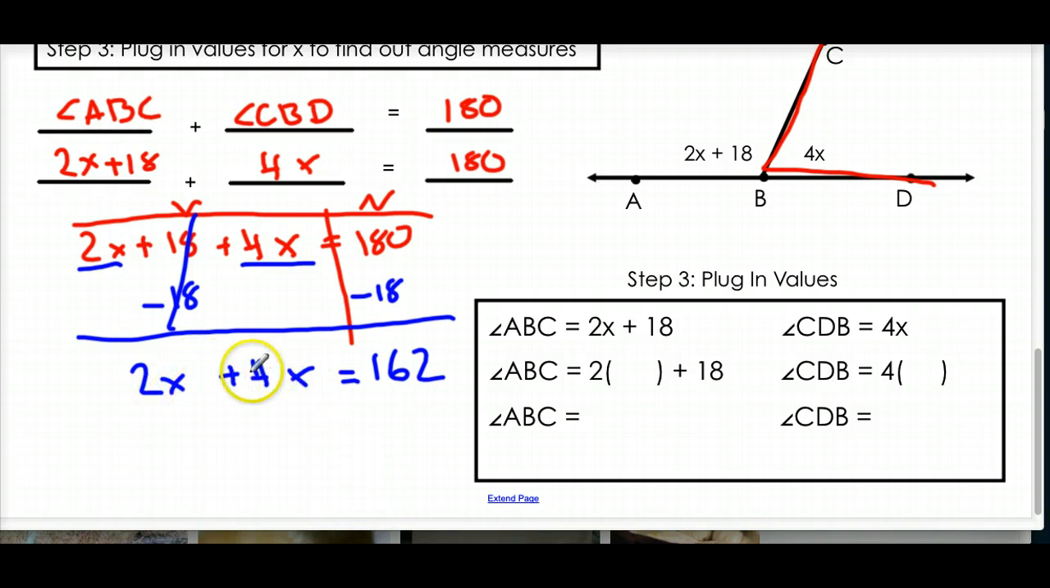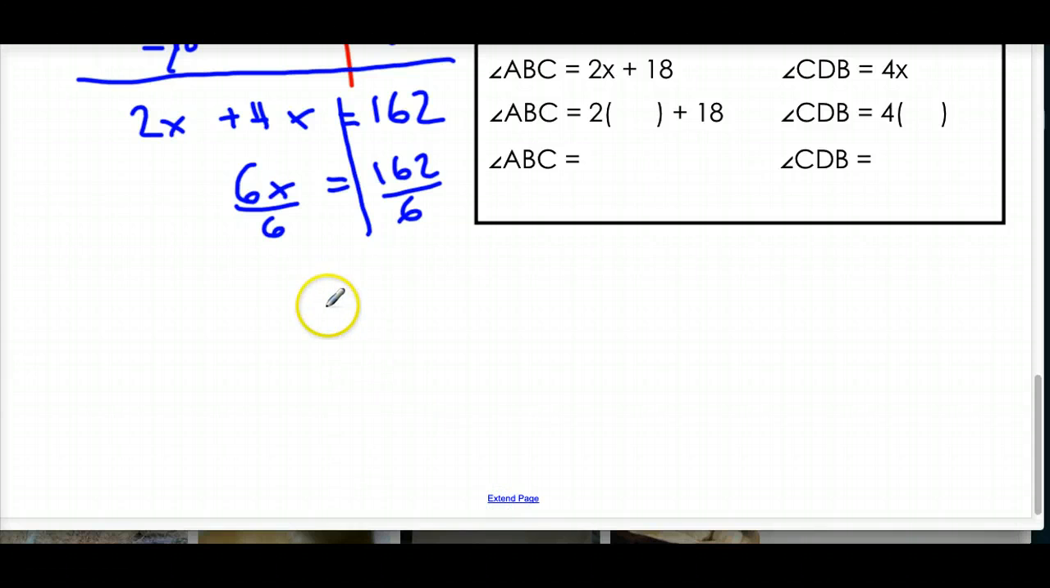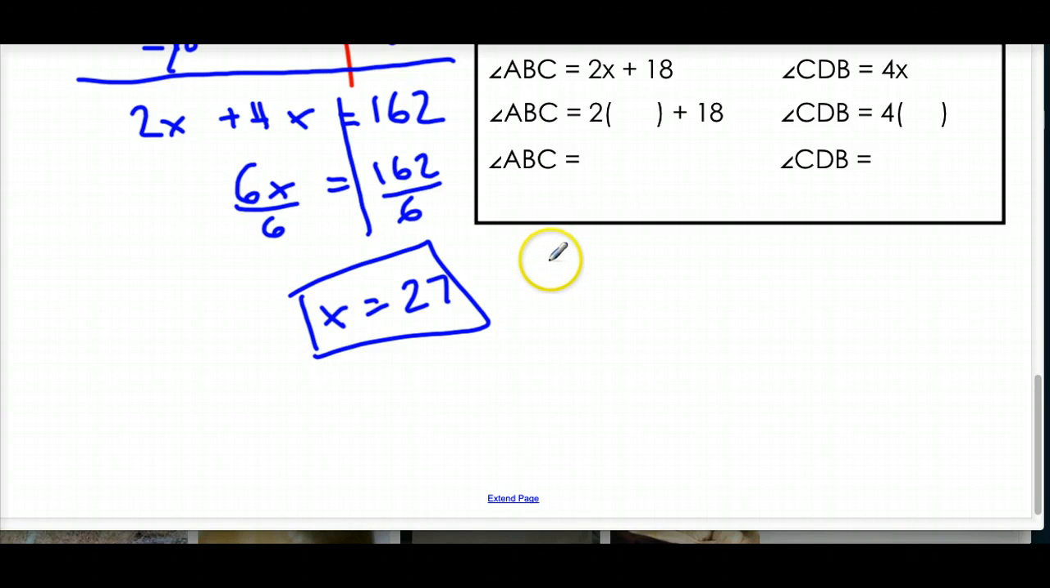All right, to keep solving, remember, if it's on the same side, you just add them. They're on the variable side already, so we're just going to get 6x is equal to 162. Divide both sides by 6. And let's see what we get. X is equal to, that goes into 162... Hold on, I got to do this in my head. 27 times. So x equals 27.